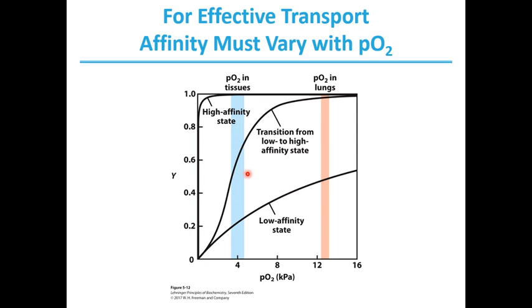If the protein bound oxygen with a sufficiently low affinity to release it in the tissues, it would not pick up much oxygen in lungs. Let me explain it clearly.